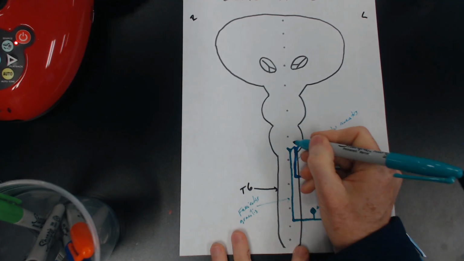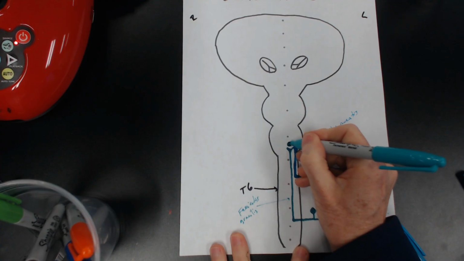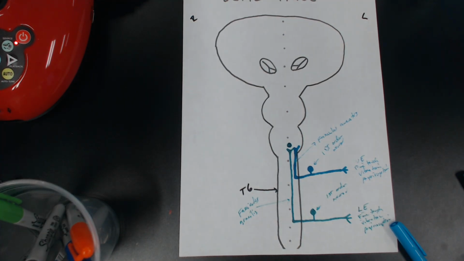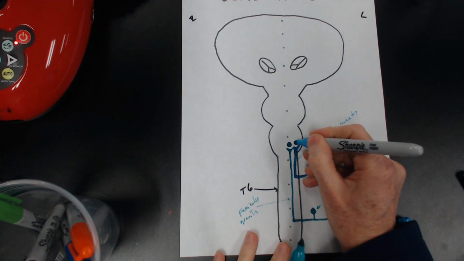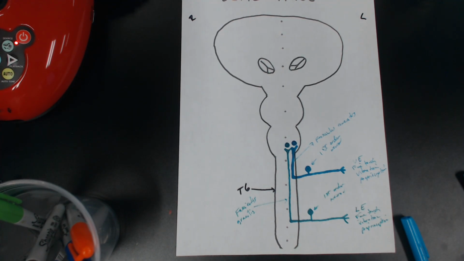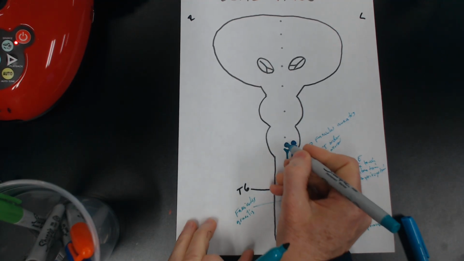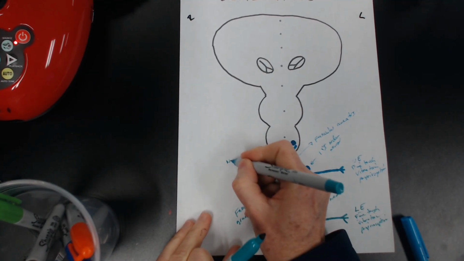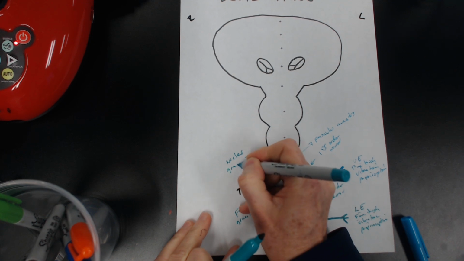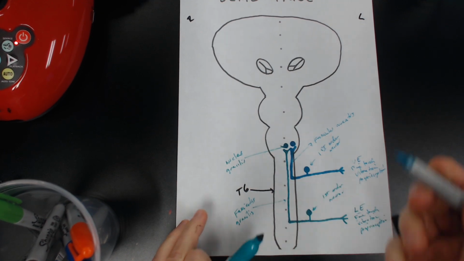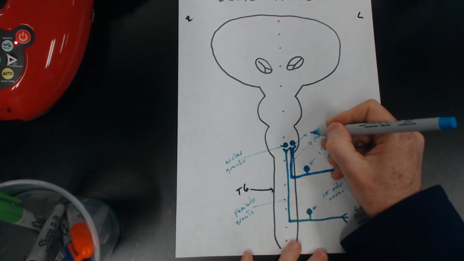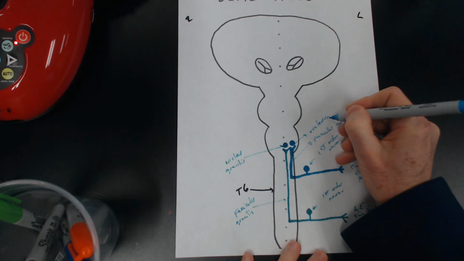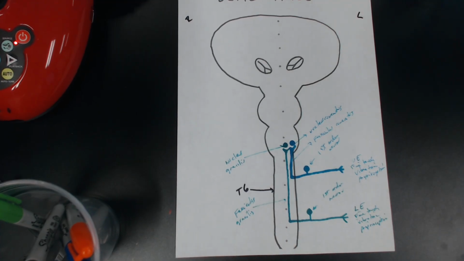Fasciculus gracilis synapses with its nucleus gracilis, and fasciculus cuneatus synapses with its nucleus in the caudal medulla, nucleus cuneatus. So this is nucleus gracilis, and this is nucleus cuneatus. That's your second order neuron.